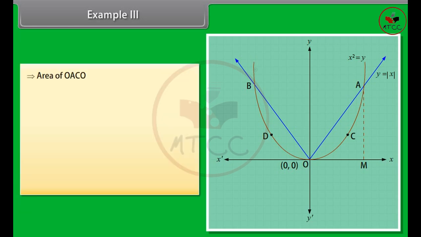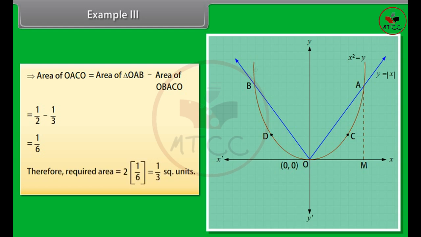It implies area of OACO is equal to area of triangle OAB minus area of OBACO, which equals 1/2 minus 1/3, which equals 1/6. Therefore, the required area is equal to 2 × 1/6, which equals 1/3 square units.